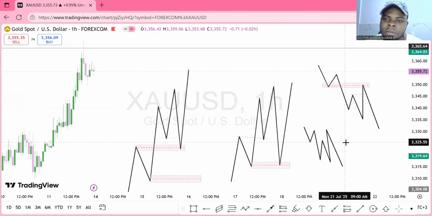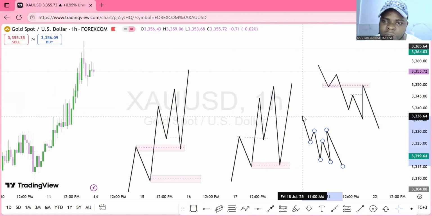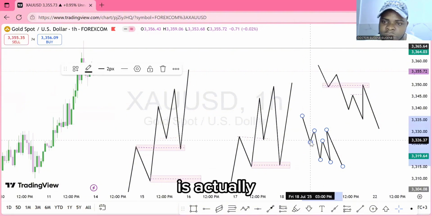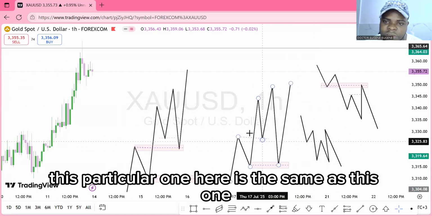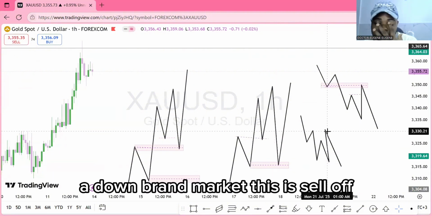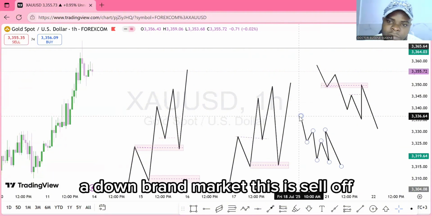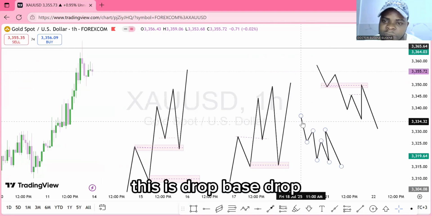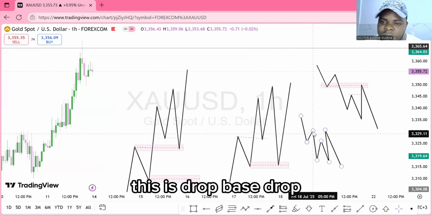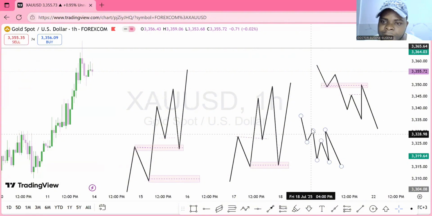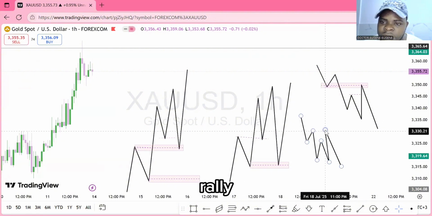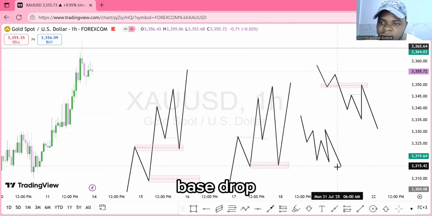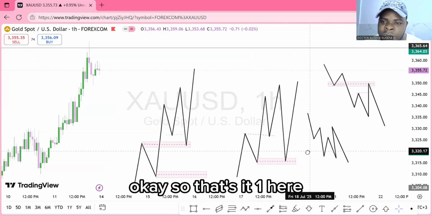Okay. This particular one here is the same as this one. In a downtrend market, this is sell-off, rally, this is drop, base, drop, drop, base, rally, rally, base, drop. Okay, so that's it.